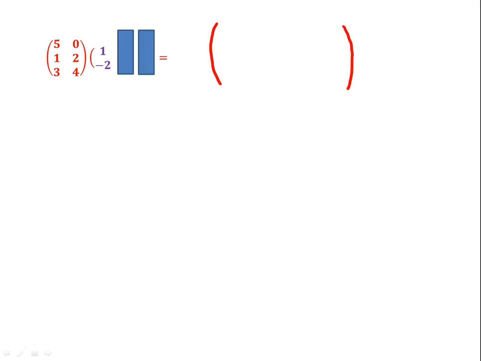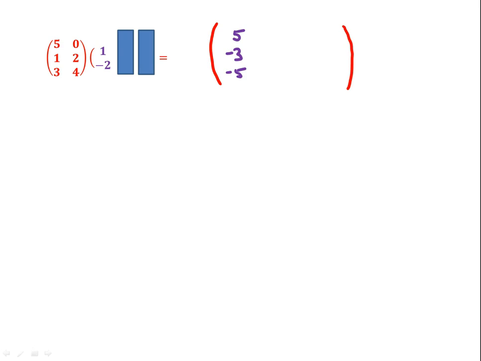top entry, 5 times 1 plus 0 times minus 2 gives me 5. 1 times 1 plus 2 times minus 2 for the middle entry gives me minus 3. For the bottom entry, 3 times 1 plus 4 times minus 2 gives me minus 5.